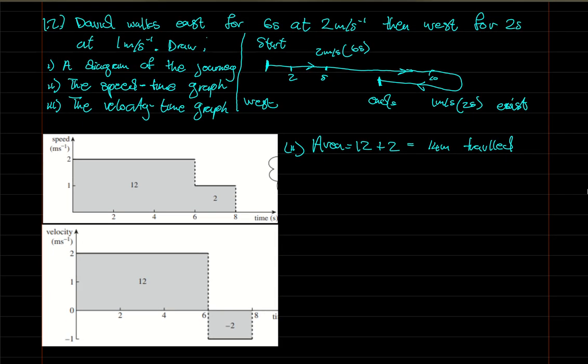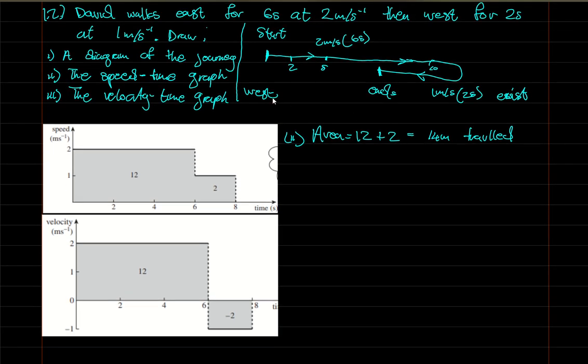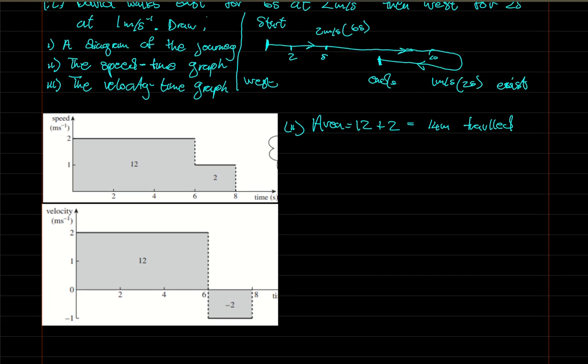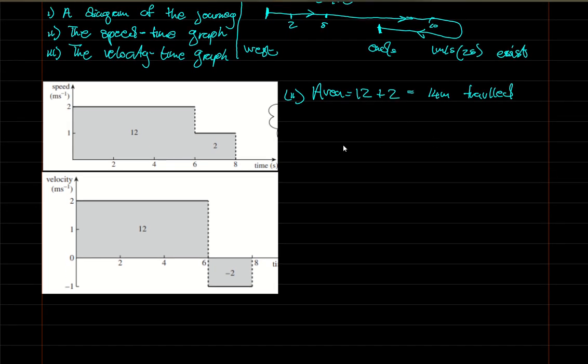Because remember, he turned west for 2 seconds. After traveling at 2 meters per second for 6 seconds, he turned west. West how much? For 1 meters per second. That means that 1 meters per second for 2 seconds is going to be negative because we're going west. If we take west as negative and east as positive, when he's going west, he's going to the negative side.